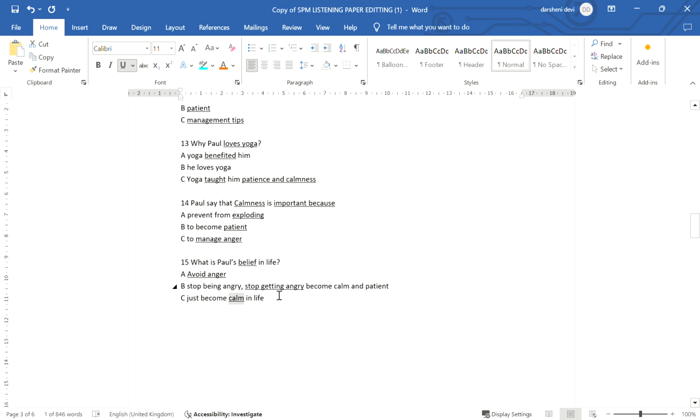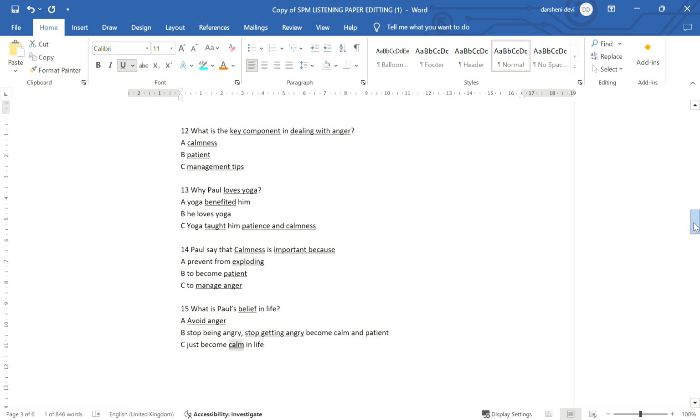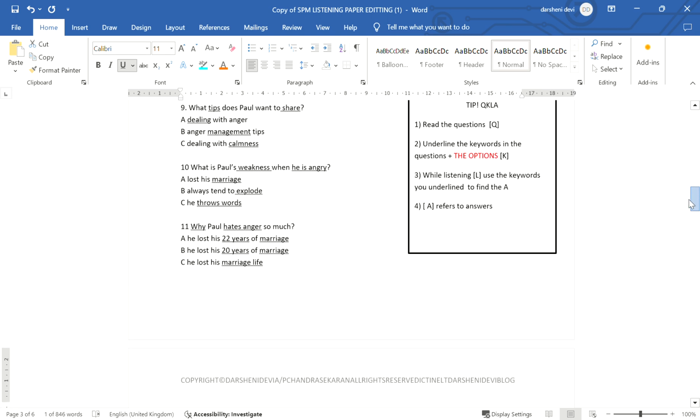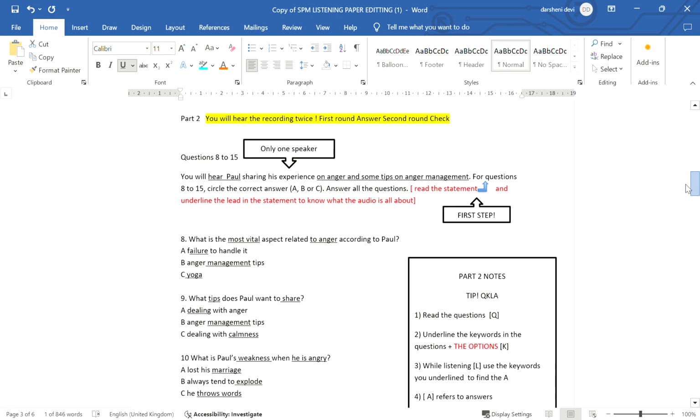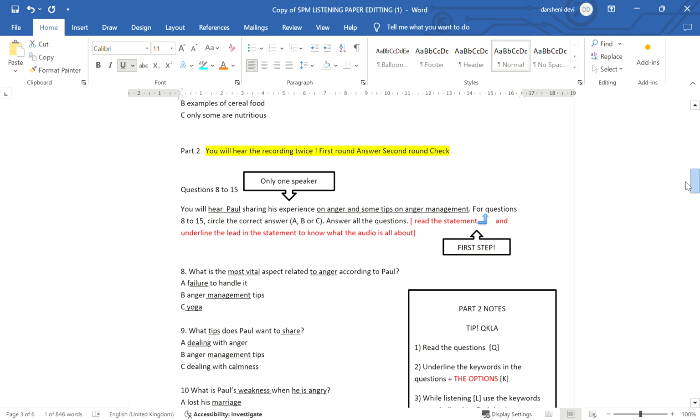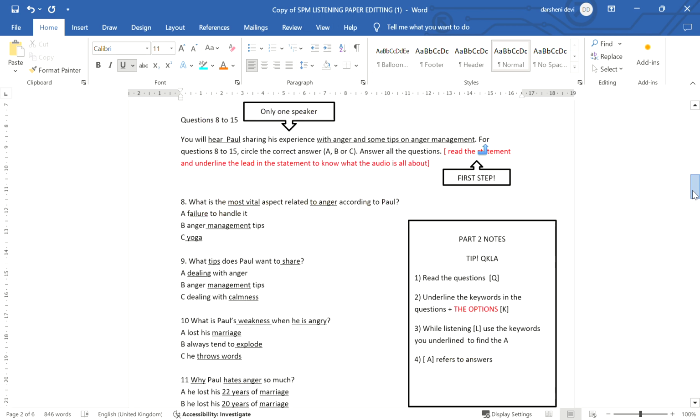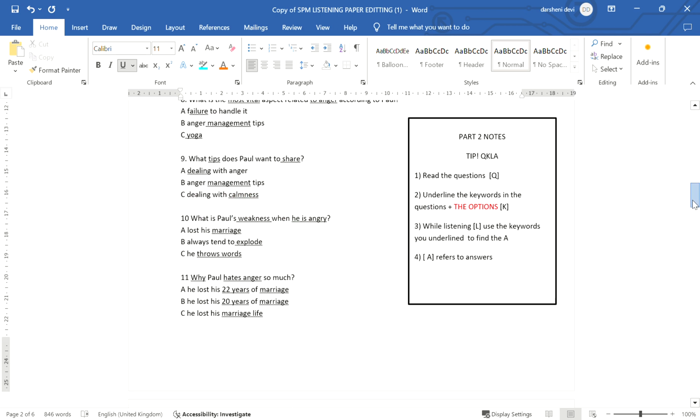When you listen to the word belief in the audio, then you try to see which is the answer: avoid anger, or stop getting angry, or calm. Okay, so use these keywords. Like what they say, while listening, use the keywords you underline to find the answer. So this is part 2, with anger and some tips on anger management.